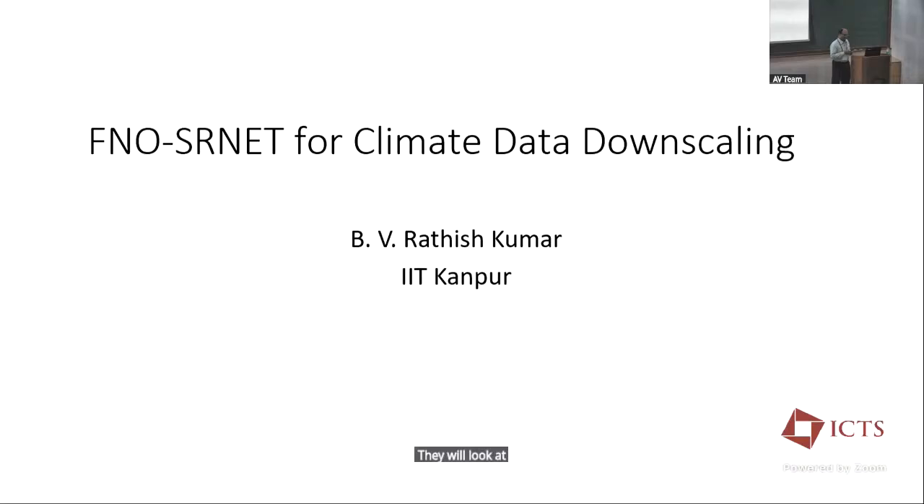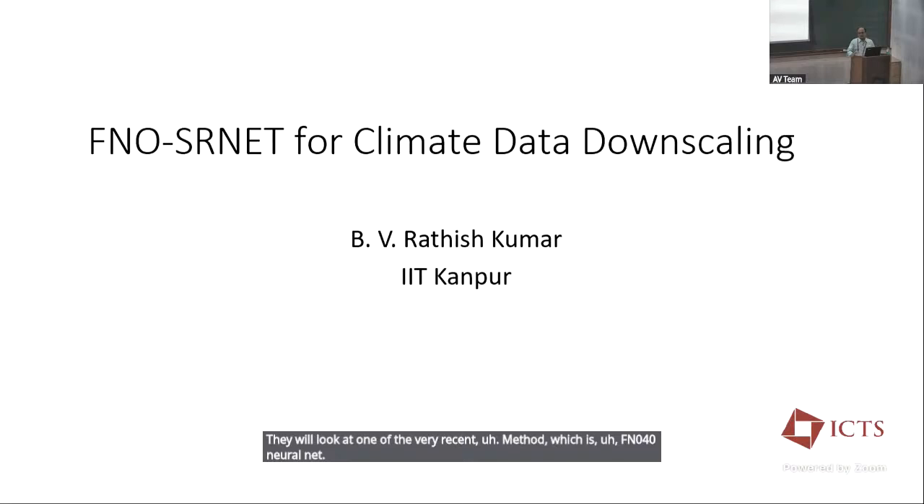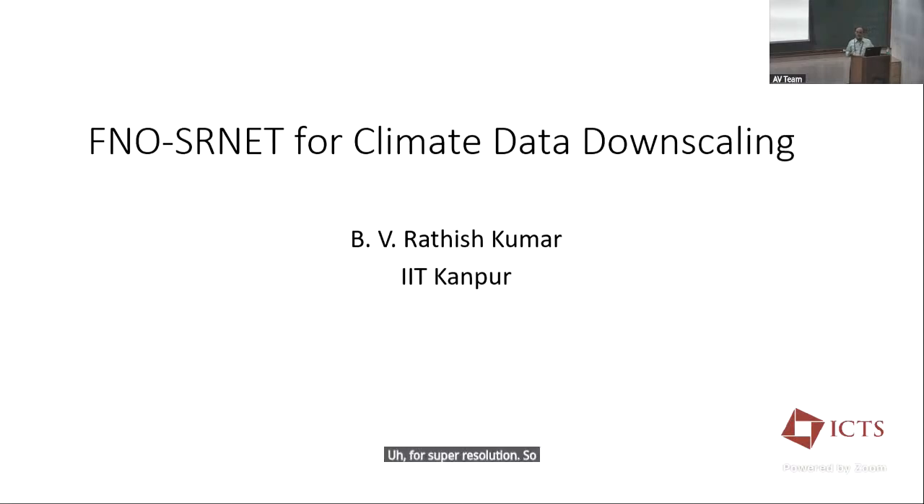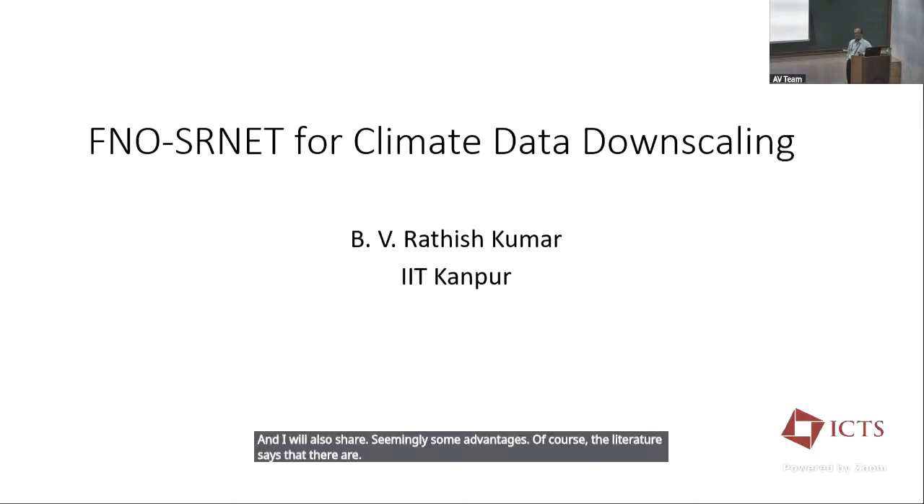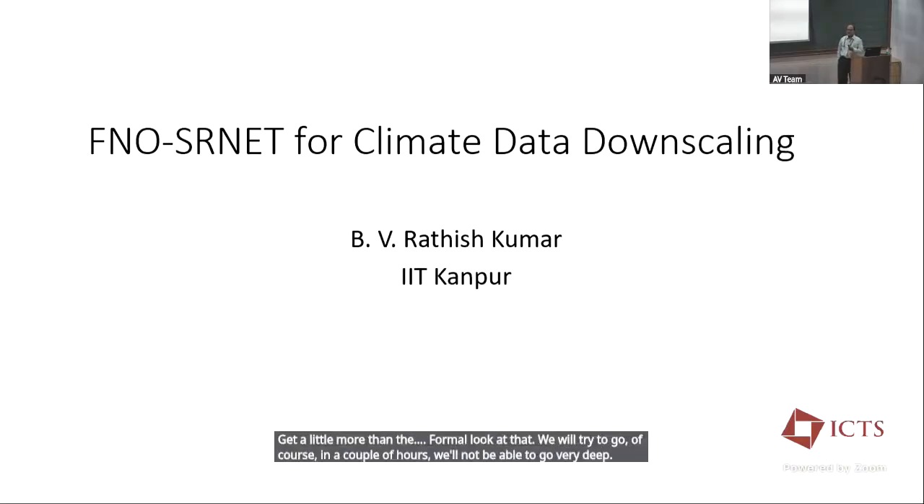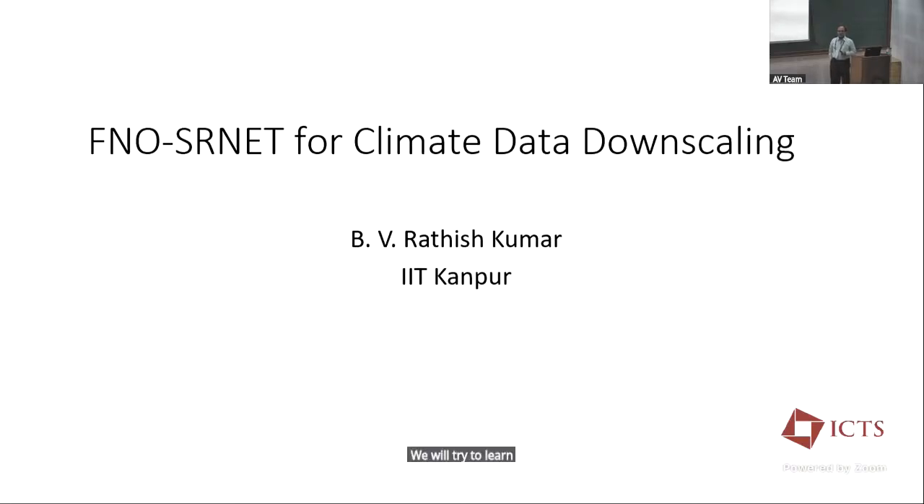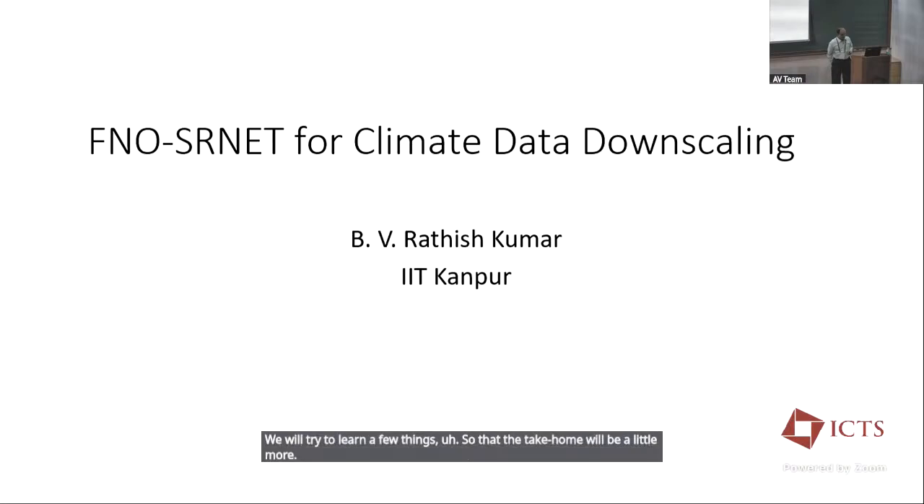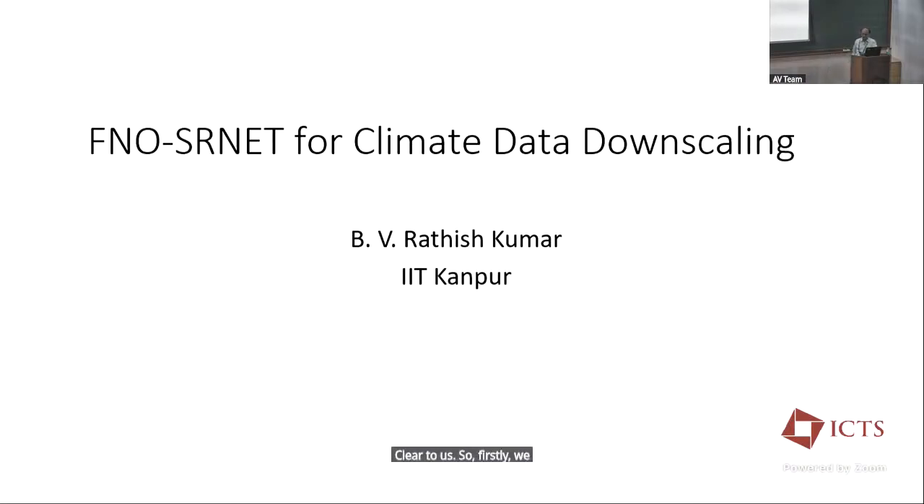Then we'll look at one of the very recent methods, which is FNO, Fourier neural operator, for super resolution. We are experimenting a bit with that, and I will also share some apparent advantages. Of course, the literature says that there are quite a few disadvantages too. However, I think it would be nice to get a little more than the formal look at that. In a couple of hours we will not be able to go very deep, but we will try to learn a few things so that the take-home will be a little clearer to us. So firstly, we will try to understand downscaling.